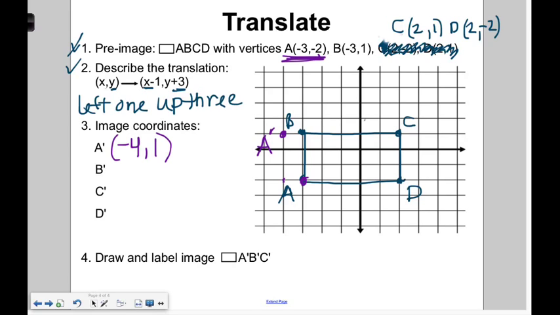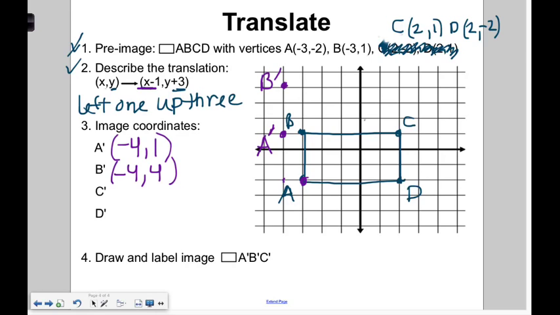Okay, so my next point is going to be the B. So my B, I'm going to move to the left 1 and up 3 and get my new B. And the ordered pair for B is going to be negative 4, 4. And again, if I look at my coordinates here and I'd say negative 3 minus 1, because my translation tells me x minus 1. And then my y is y plus 3, so 1 plus 3 is 4. So you could do it again, you could do it mathematically or on the picture.